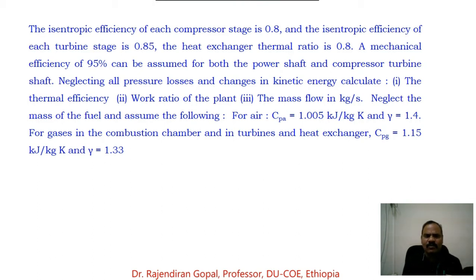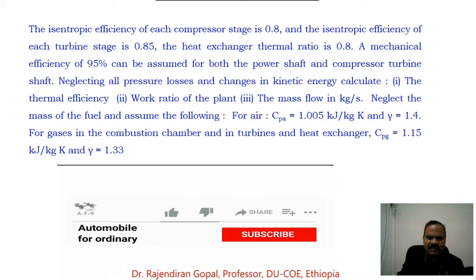Neglect the mass of the fuel and assume the following. For air, Cp of air is equal to 1.005 kJ per kg Kelvin and gamma is equal to 1.4. For gases in the combustion chamber, the turbines and heat exchangers, Cp of gases is equal to 1.15 kJ per kg Kelvin and gamma is equal to 1.33. First we understand the problem.